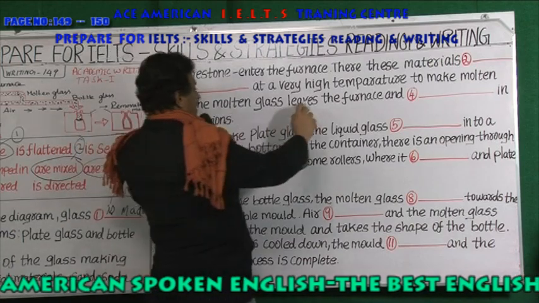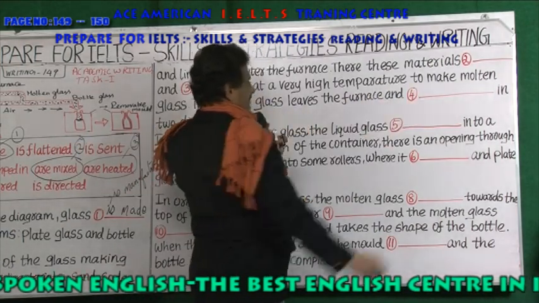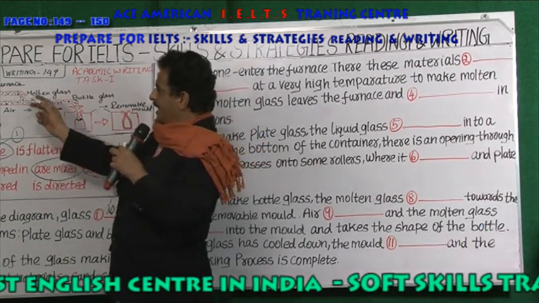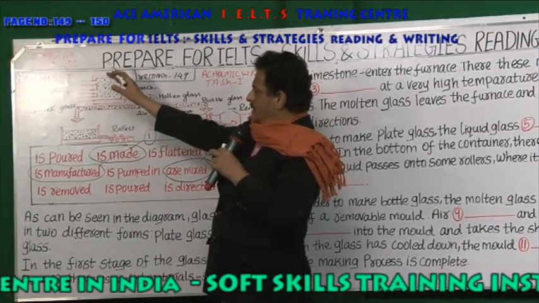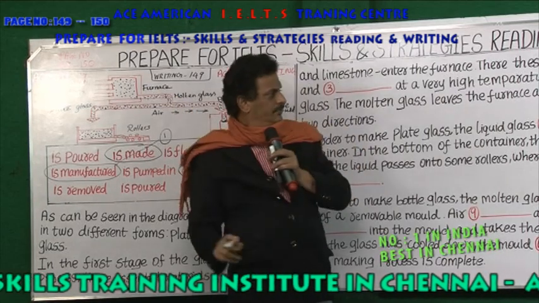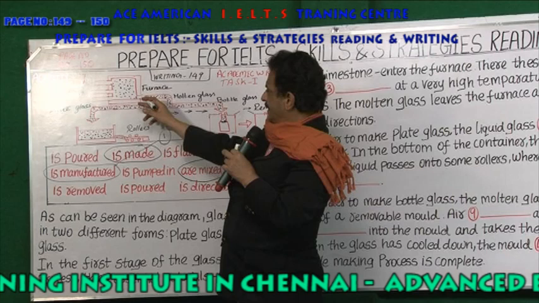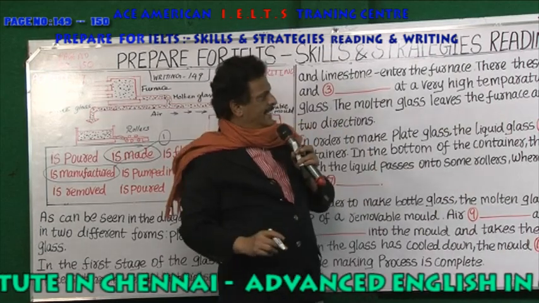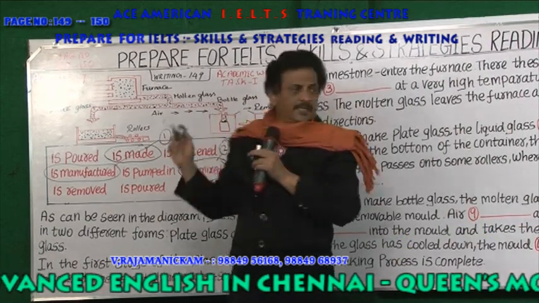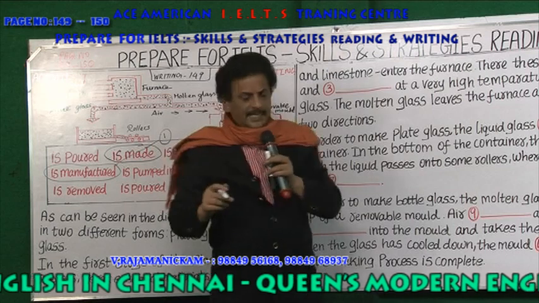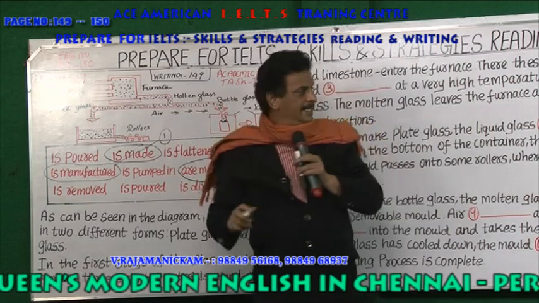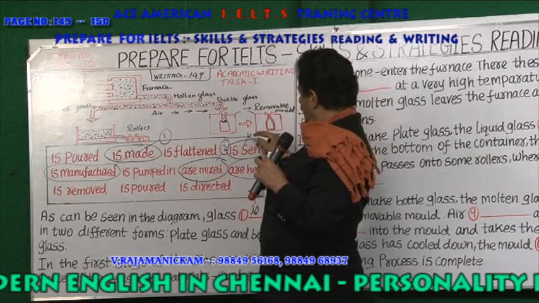The molten glass leaves the furnace and what is the answer? And sent in two directions. See here, sand, soda, limestone are put in the furnace. Then what happens? It is mixed and heated, and it is sent in two directions, this direction and this direction. So, what is the answer, "is sent"? It is number four.